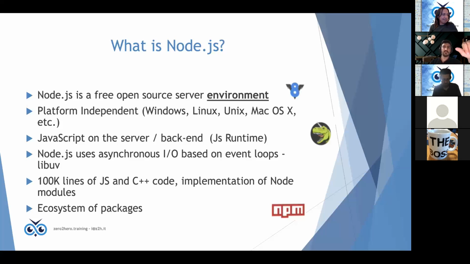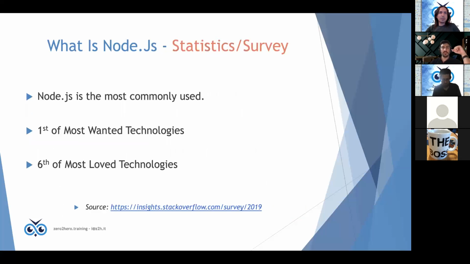And as we said, it is based on Google's V8 engine, with 100,000 lines of JavaScript and C++ code. And we are using NPM for our packages and package management. This information is important, guys, because we are choosing our next development environment and our next language according to popularity and according to market needs.